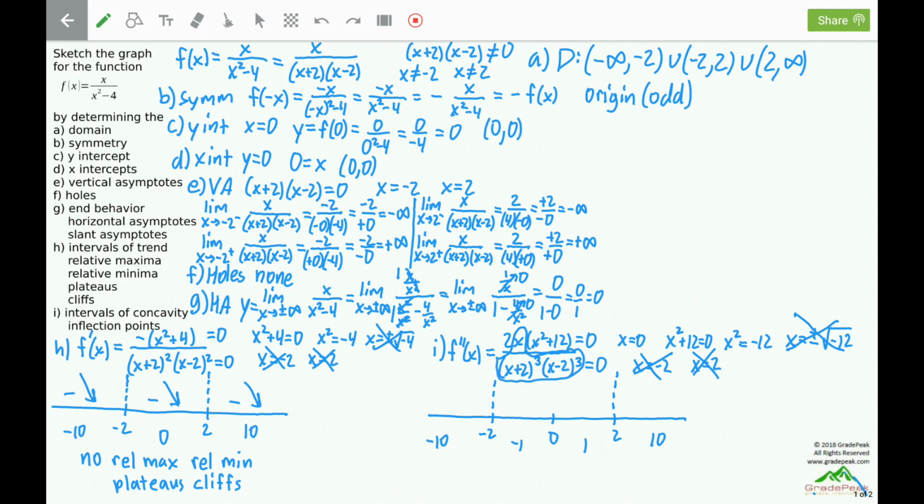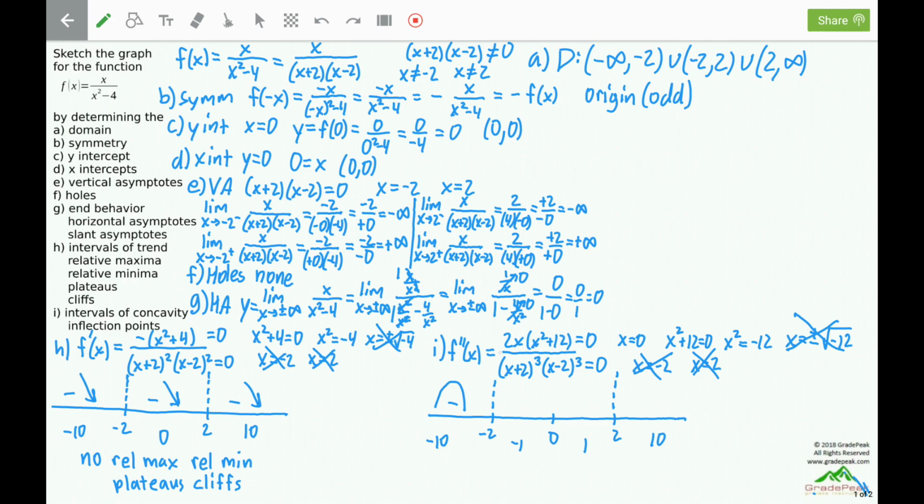Plugging in the negative 10 in the denominator, negative 10 plus 2 is negative, cubed is negative. Negative 10 minus 2 is negative, cubed again is negative. Negative times negative is positive. In the numerator, plugging in negative 10, we have a negative over a positive, which overall gives a negative second derivative, and this corresponds to concave down.